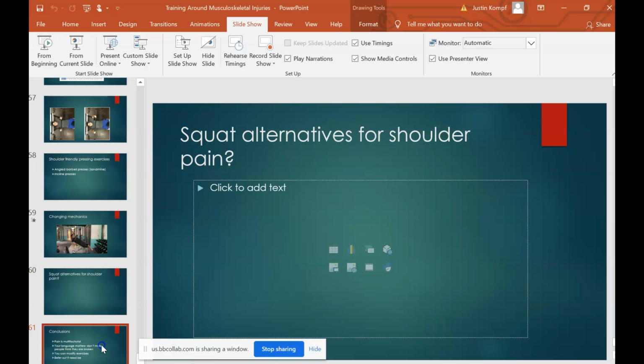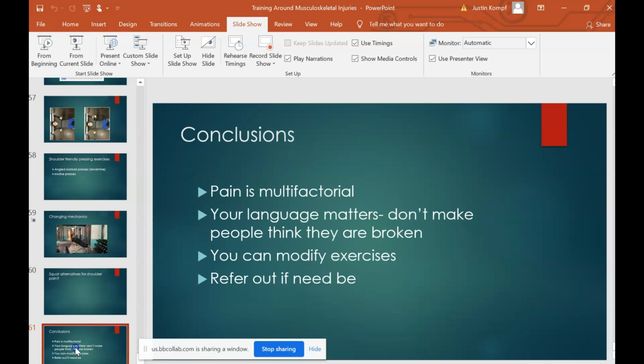Okay. All right. So big things to take away from that is that pain is going to be multifactorial, and also the language that you use matters. So if you're assessing somebody, don't ever make them feel like they're broken. Really, no point to that because you can also modify the exercises, and then if modifying the exercise or swapping out exercises doesn't fix the issue, or if fixing technique doesn't fix the issue, then just be aware that you should refer out if need be.